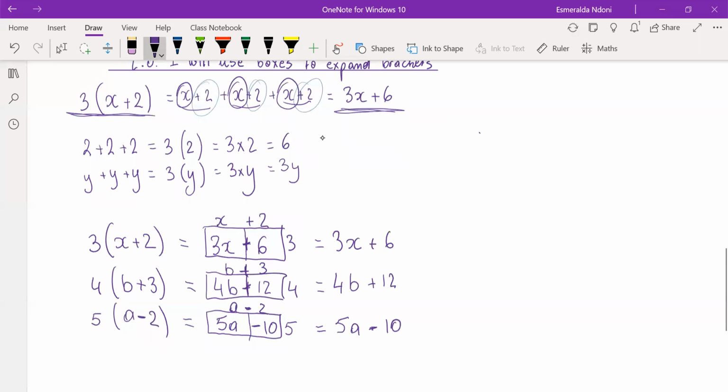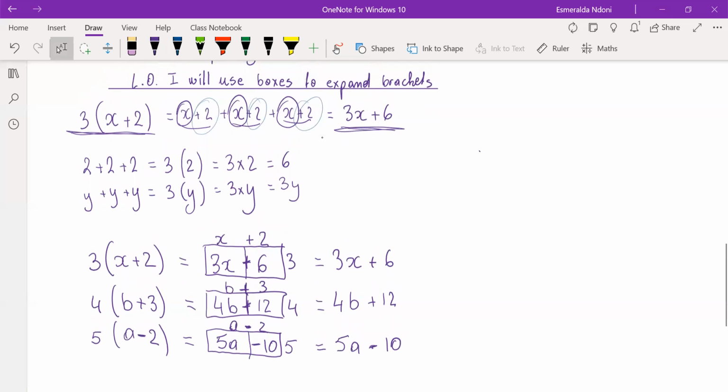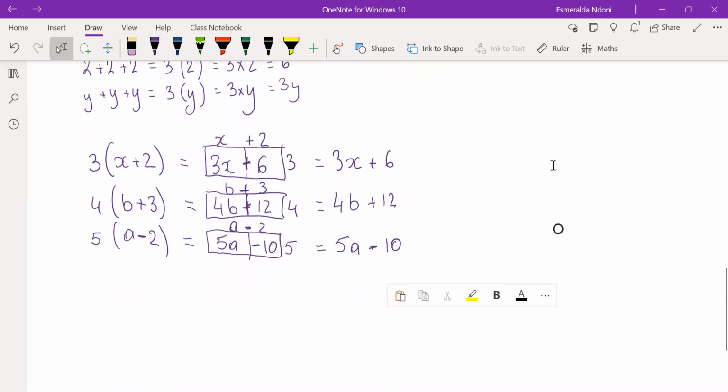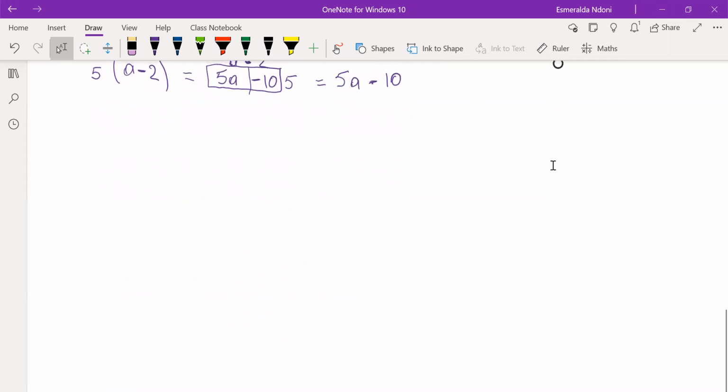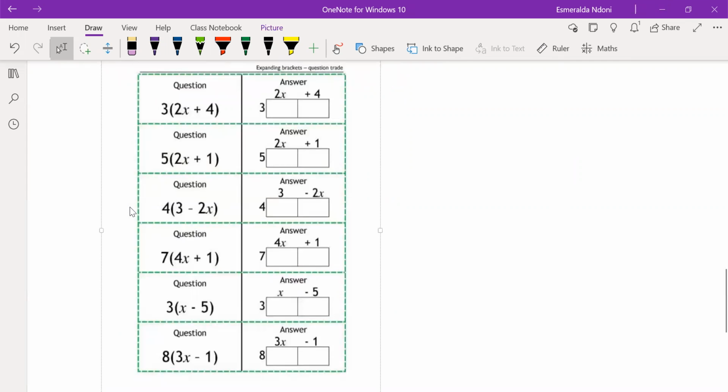Please pause the video, copy down what examples I did, and then it will be your turn. Okay, now that you have copied those down, I'm going to move this away and put down the questions that you were sent home to do. So what I want you to do, the boxes are drawn for you. Just complete the boxes. When you have done so, take a photo and send it to me.